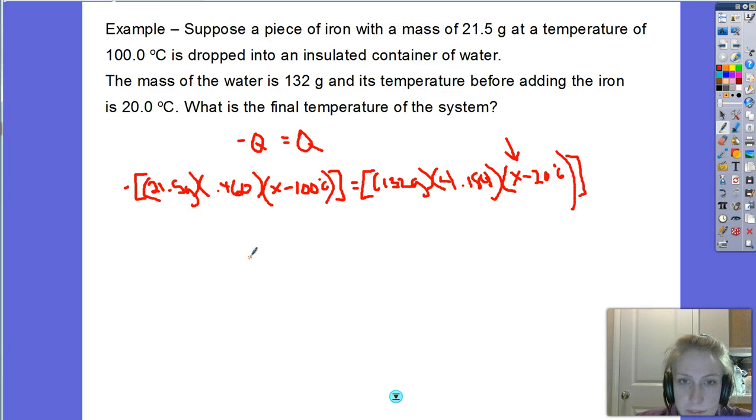Now, I have faith that you guys can simplify this, and when we simplify it, the answer I believe we get is 21.41 degrees Celsius for the final temperature. So just make sure that you don't lose this negative sign or your answer will come out wrong.